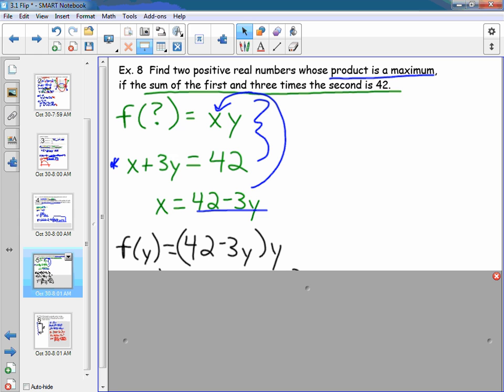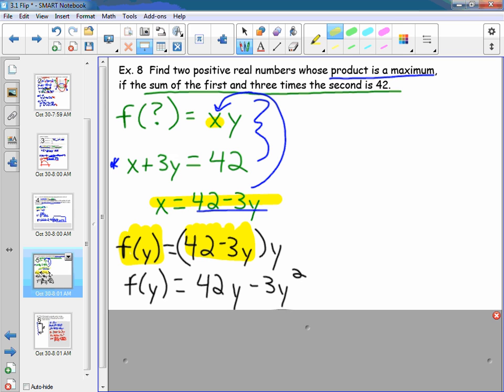So that would make our function, instead of having f question mark, I can say that that is now f of y, and that would be 42 minus 3y. So we just replaced this x with 42 minus 3y because, again, we know x is equal to 42 minus 3y. And y is the variable that we're dealing with, so that is why we call this f of y. All right. So that will become a quadratic now. All right, we'll have f of y equals 42 minus 3y squared when we distribute this y through.